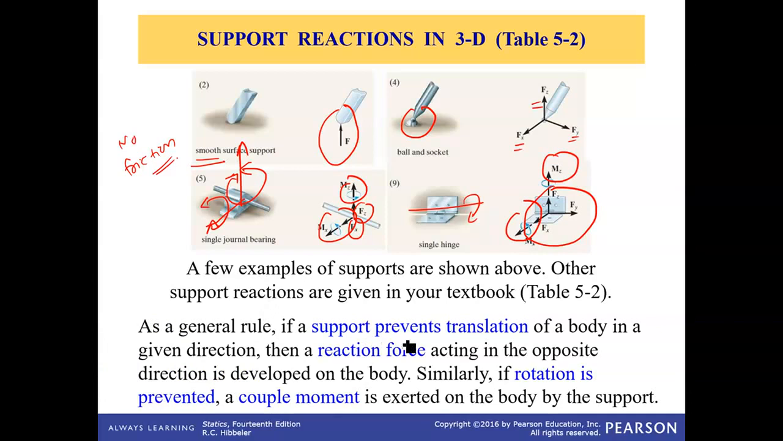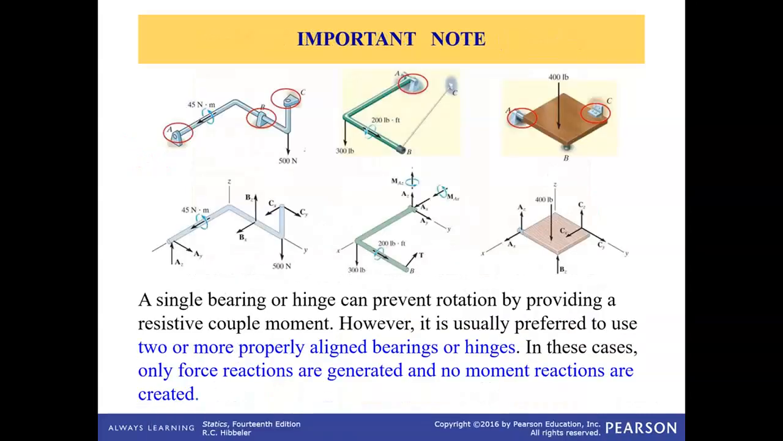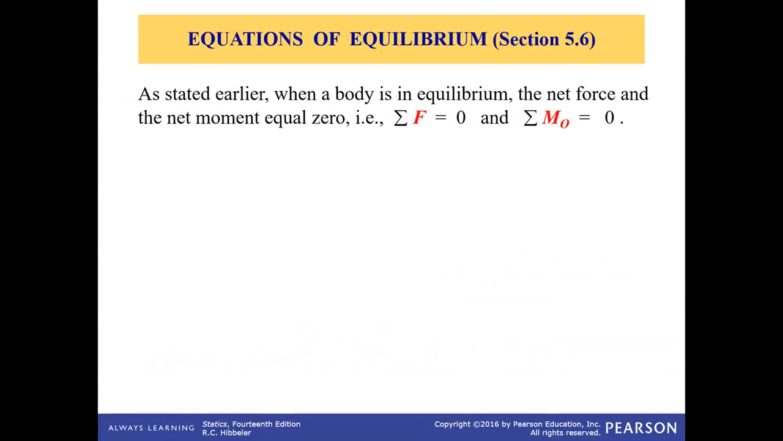As a general rule, if a support prevents translation of a body in a given direction, then a reaction force acting in the opposite direction is developed on the body. Similarly, if rotation is prevented, a couple moment is exerted on the body by the support. These are a few more examples of support reactions, where you can see how these types of support prevent certain motions and how they are identified in the diagram.